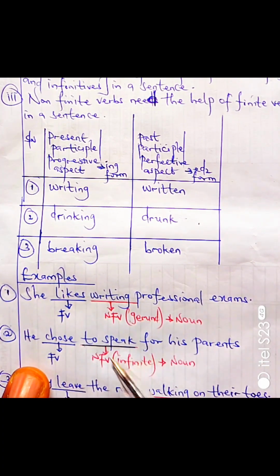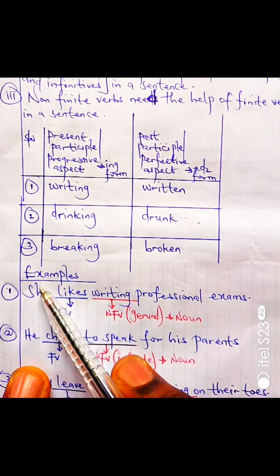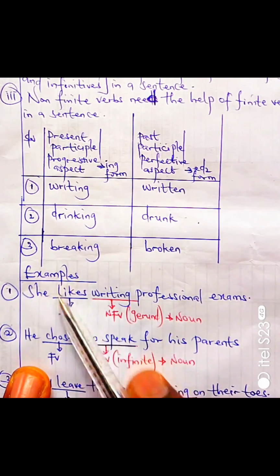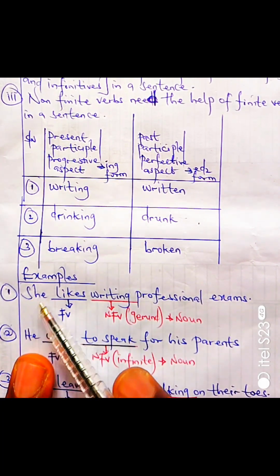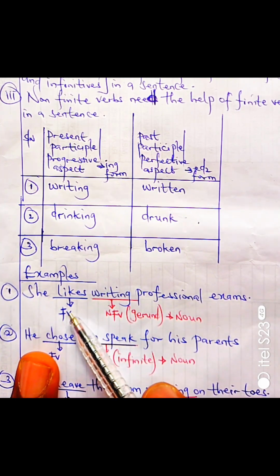Now don't forget, if you look at the writing, it has no direct connection with she. She is a subject. Rather, the likes, which is a finite verb, has a direct connection with she. So as you can see, likes is a finite verb.